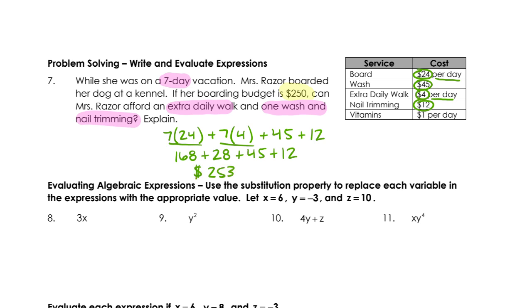Now, it's going to cost her $253 to do all of the things that she wanted to do. And remember what our original question was. If her boarding budget is $250, can she afford these things? So our answer here in this case would end up being no, she doesn't have enough money.